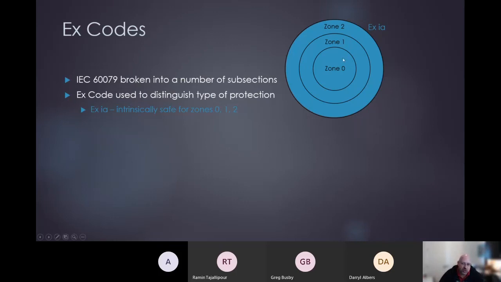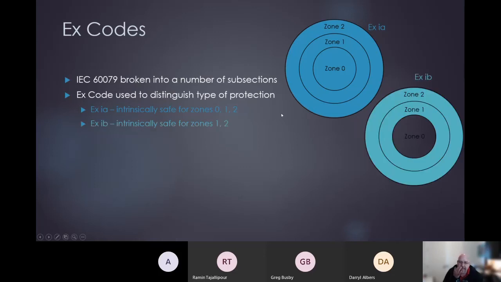So if you have a zone 0 piece of equipment, it can also be put in zone 1 and into zone 2. So it's really flexible. Anything that's zone 0 can be pretty much anywhere. EXIB, so that is zone 1 and zone 2. So it can be in zone 1 and in zone 2, but it can't be connected into zone 0.